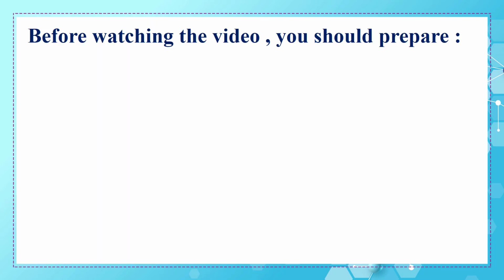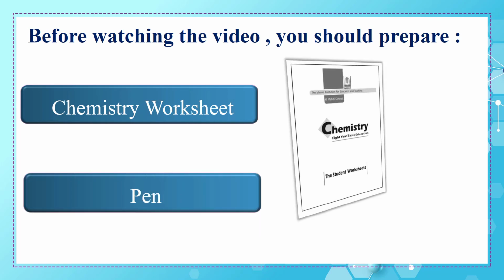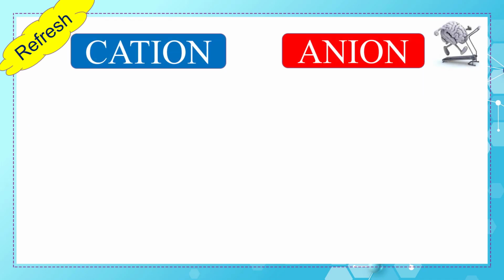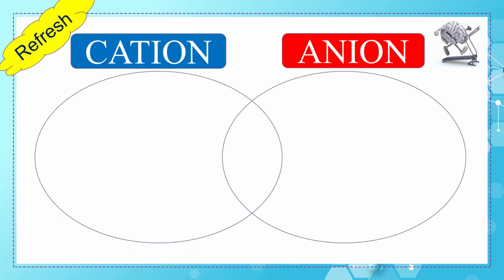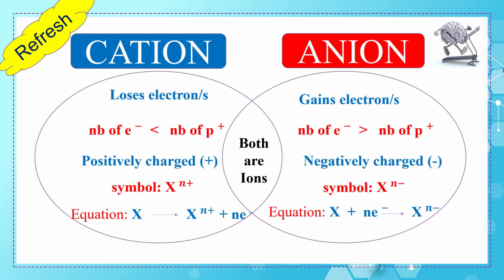Before watching the video, you should prepare the chemistry worksheet and the pen, please. Refresh our memory by this figure: the difference between cation and anion. Both are ions, with their different properties. Let us start.